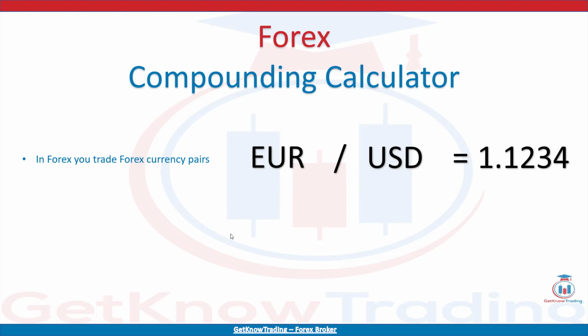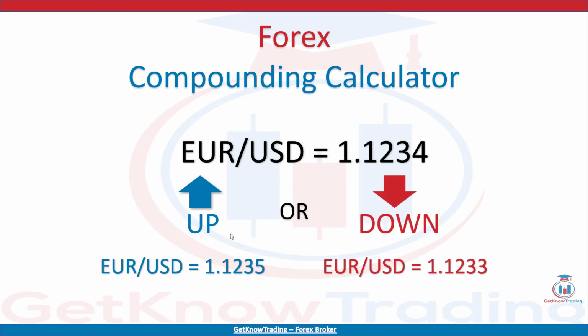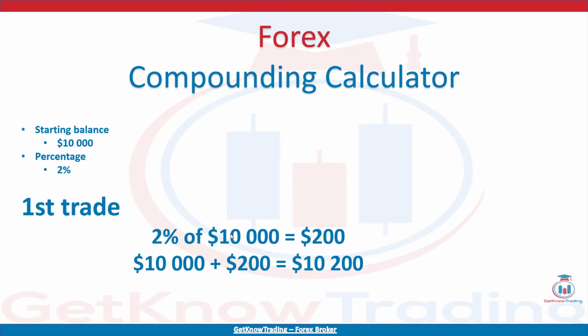In Forex you trade currency pairs like the Euro-USD currency pair, where you predict whether the price of Euro-USD will move up or down on the chart. That means if the Euro-USD is equal to 1.1234, the price can move up to 1.1235 or down to 1.1233. And when you make the correct decision, you make money. The amount of money you make on that trade should be defined in percentage. In our example, I have used 2% of profit on each trade. So at the end, I have $10,200 in my trading account.